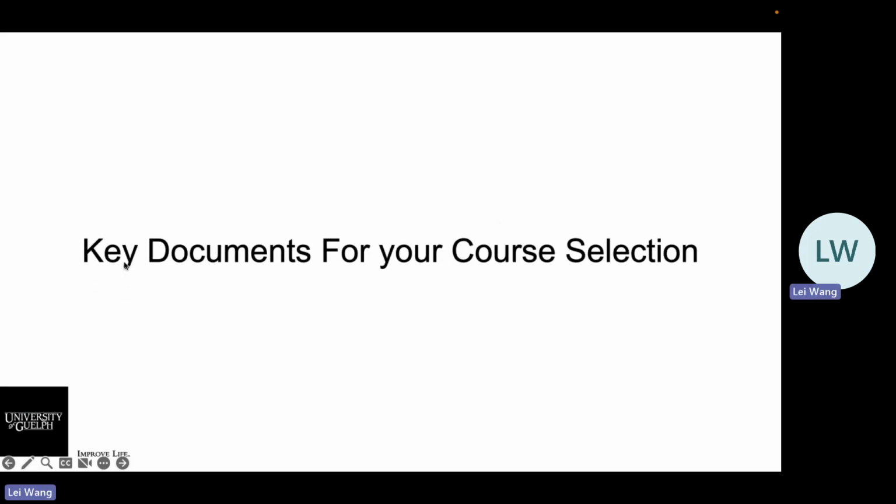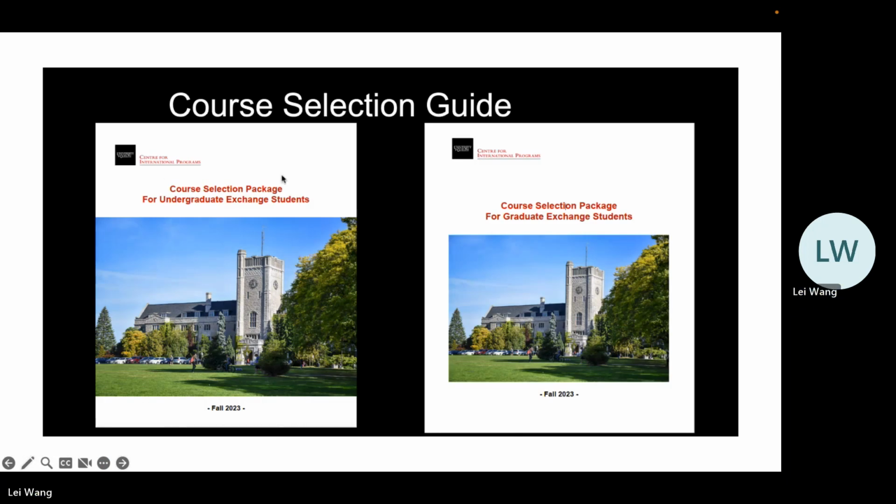We will first look at the key document for your course selection. That is your course selection guide. There are two versions for this document. One is for undergraduate exchange student. The other one is for graduate exchange student. You should have this document in your acceptance email.